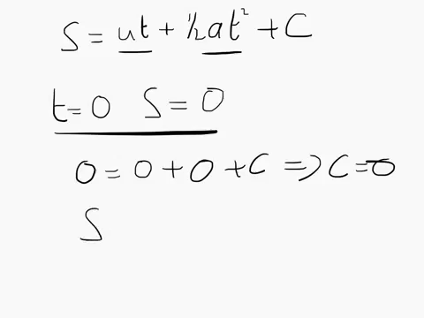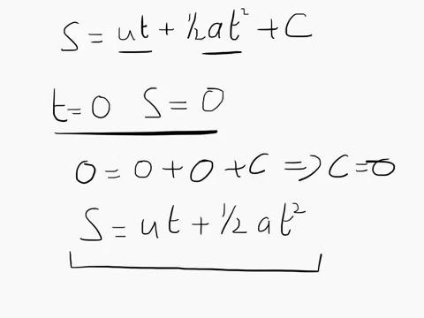And then we can say that s equals ut plus a half at squared, and that is our equation of motion. So we now have two equations of motion that we've derived: s equals ut plus a half at squared and v equals u plus at.